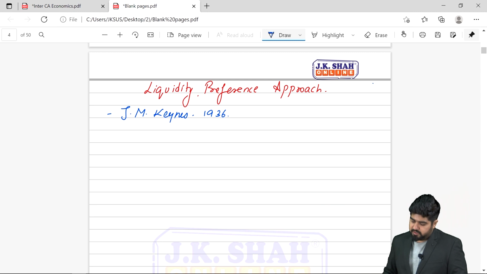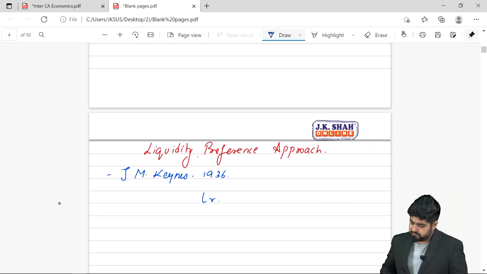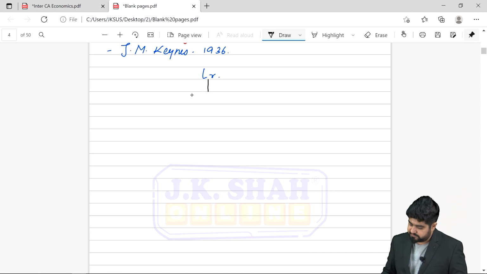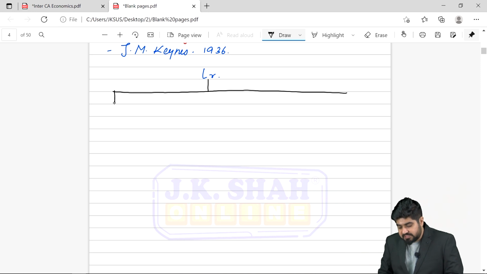Now, according to Professor Keynes, liquidity preference, that is LP, is dependent upon three motives. On how many motives, students? Three motives. Which are those three motives? Let's understand one by one. First one is called transaction motive.